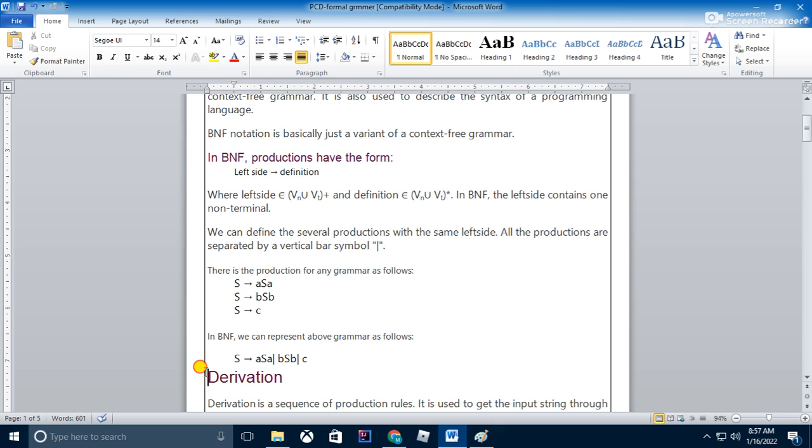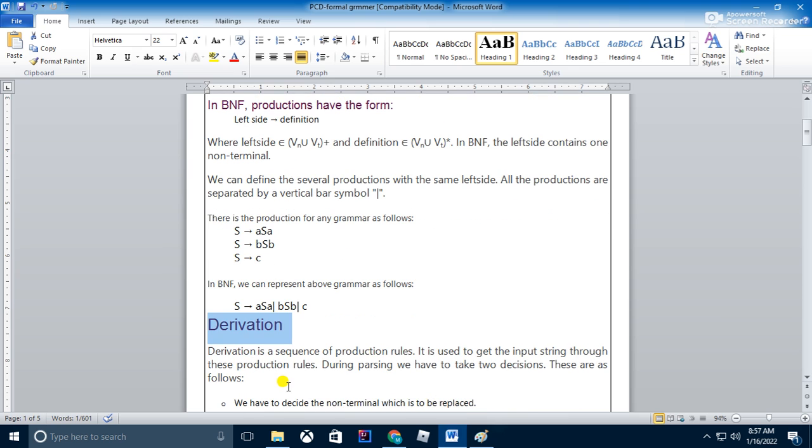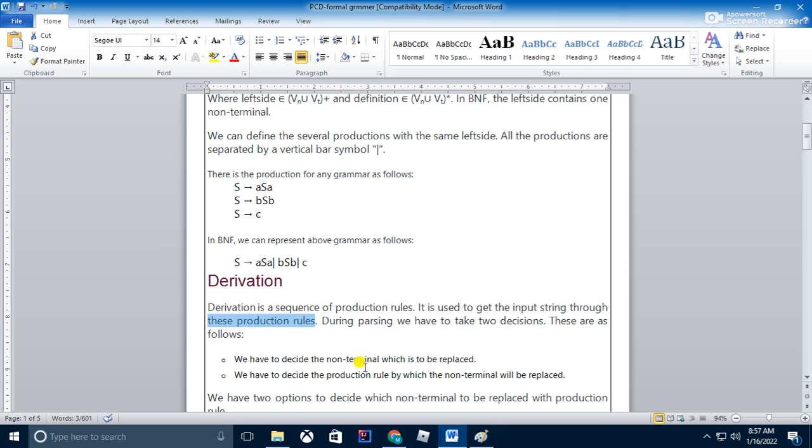Now coming to the next terminology, called derivations. What is a derivation? A derivation is a sequence of production rules. It is used to get the input string through these production rules. During parsing, we have to take two decisions: we have to decide the non-terminal which is to be replaced, and we have to decide the production rule by which the non-terminal will be replaced.